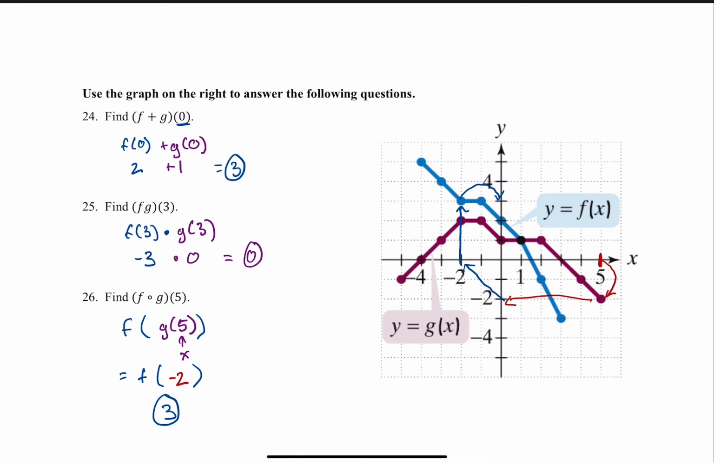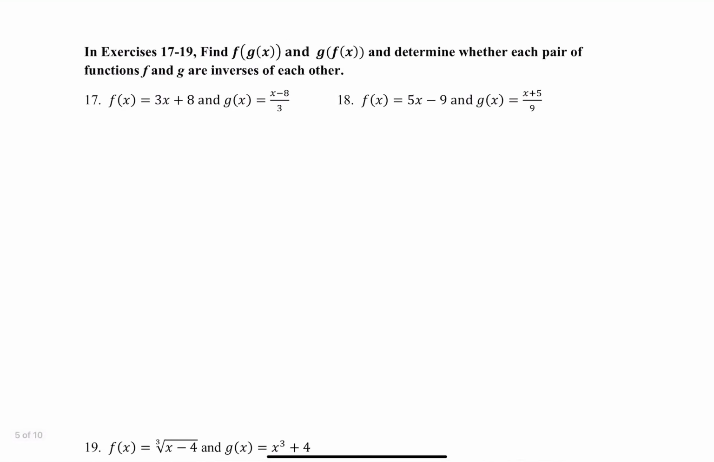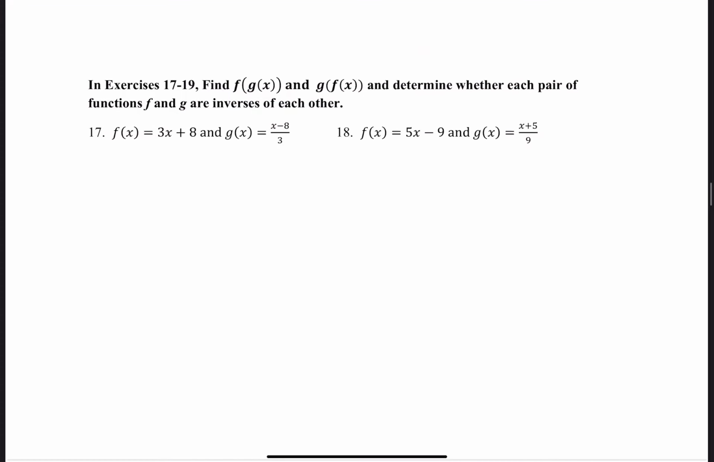So that completes section 2.6. Let's go back up and look at section 2.7. In exercises 17 through 19, we're asked to find f of g of x and g of f of x and determine whether each pair of functions are inverses of each other. Simply recall that if f of g of x simplifies to x, and the same thing in the other direction, that is g of f of x is also equal to x, then f and g are inverses.